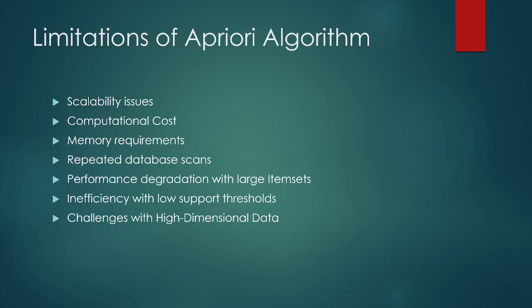However, there are some limitations in a priori algorithm. First one being the scalability issues. It is difficult to scale this algorithm as it is very computationally costly. As you saw, even for the associations, it has to run several times over the database. There are memory requirements, and we saw the repeated database scans. There is performance degradation with large item sets. If we want to associate more item sets, then it will be inefficient. There are challenges with high dimensional data as well. So if there are more features, then it will prove to be inefficient.